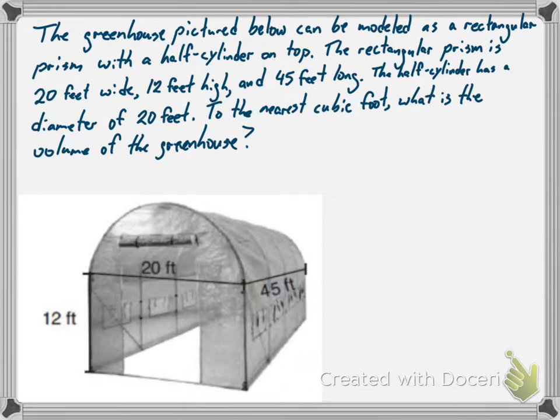Okay, so this is one of those multi-step problems. We have a half cylinder on top of this rectangular prism. Let's take a look. We're going to break this into two parts. The first part is the rectangular prism. So what's the volume of a rectangular prism? Well, for any prism, it's the area of the base times the height.